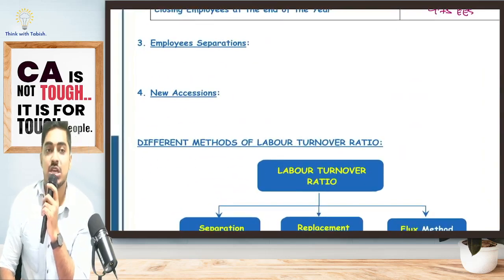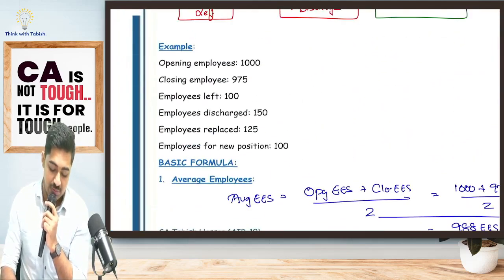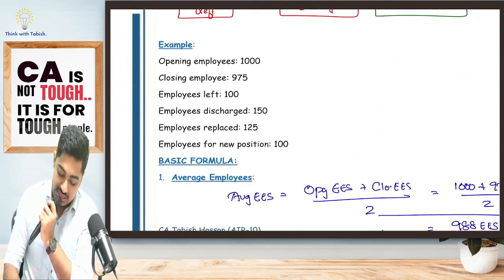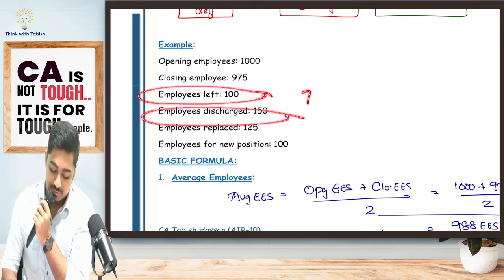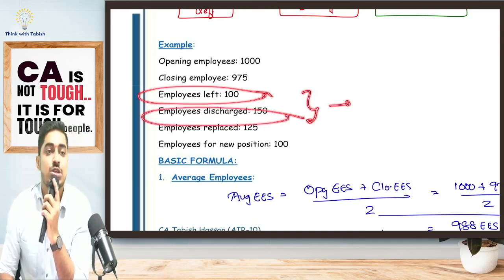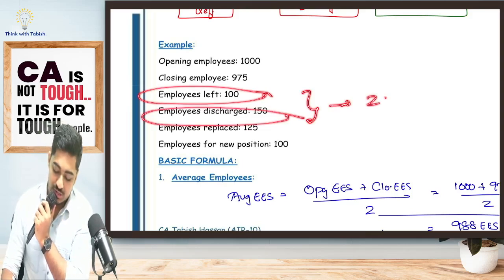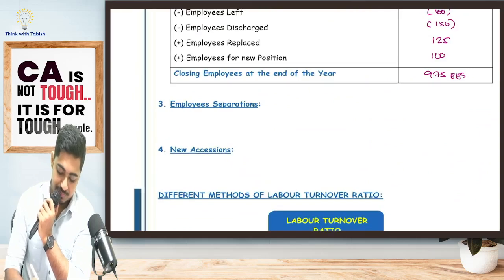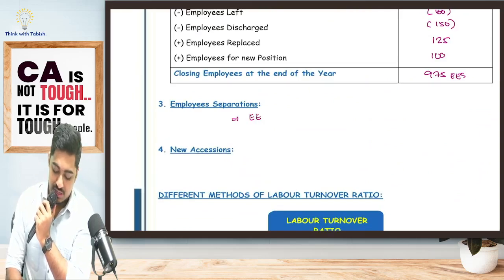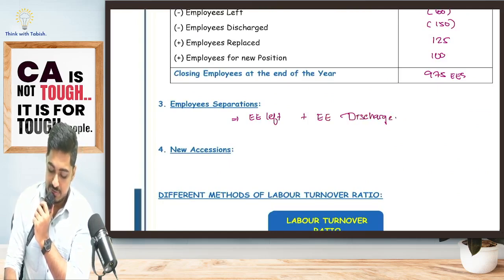Next, employee separations. Tell me, in separations, what all will be there? Sir, left is also there, sir. Discharge is also there. How many employees left by themselves? 100. How many employees we kicked out? 150. So total, how many separations? 250. Yes or no, everyone? Perfect. So it is employees left plus employees discharged. Yes or no, everyone? Perfect.